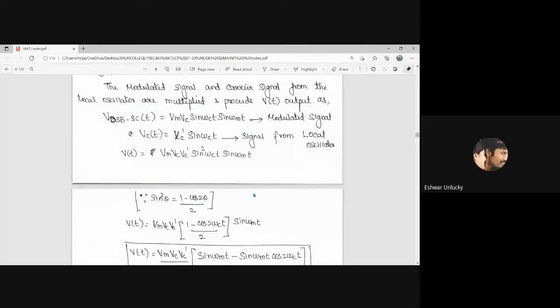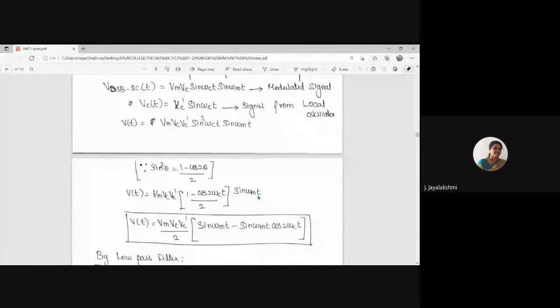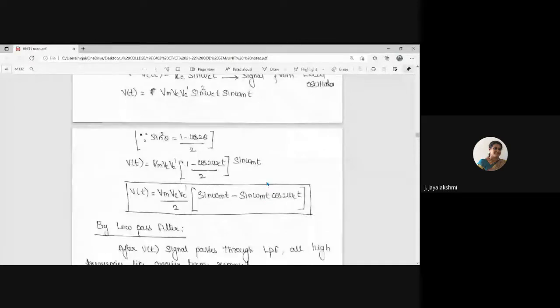Okay, ma'am. Now, let me have the mathematical expression for sin square theta is (1 minus cos 2 theta) by 2. Just substitute in this place and multiply within the parentheses. So it will be sin omega mt into minus of this thing.